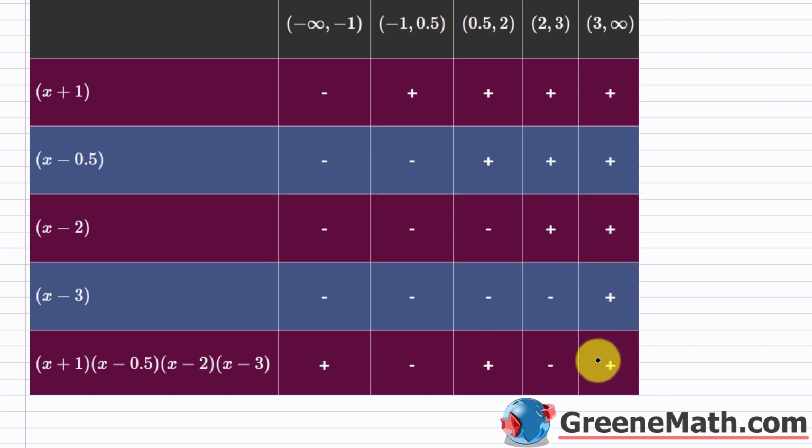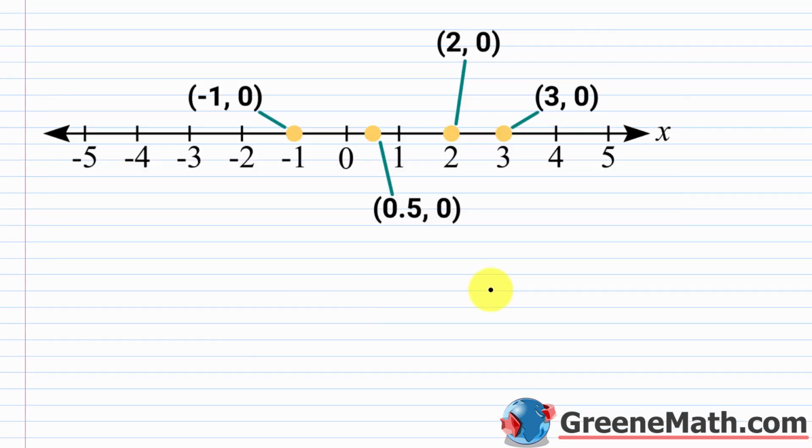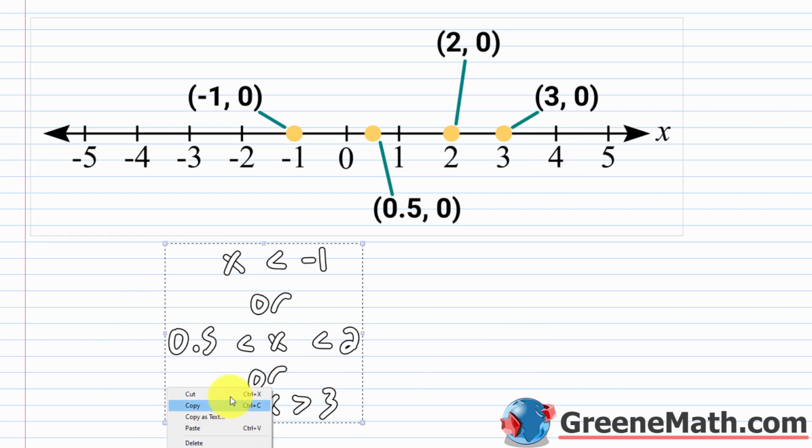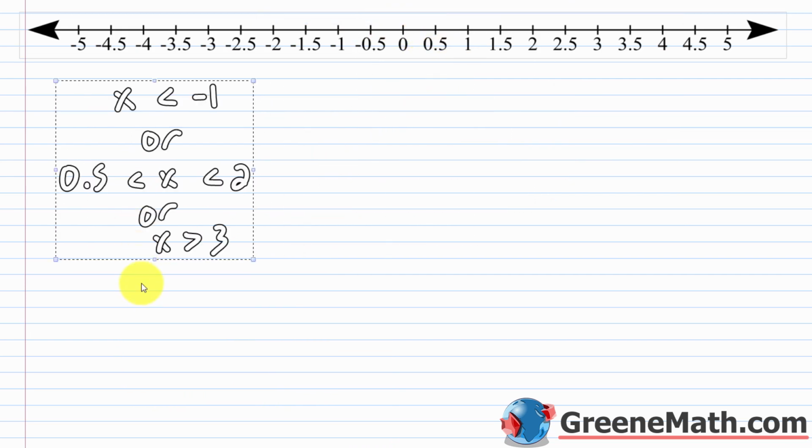So if we think about the intervals where this guy is going to be positive, it's anything that's less than -1, it's anything that's between 0.5 and 2, and then anything greater than 3. Let me come up here, a little bit easier to see. So I'm going to say that my solution is x is anything where we're less than -1. Then I'll put or. We're going to have between 0.5 and 2. So x is greater than 0.5, or again, you can use 1/2, and less than 2. And then I'll put or again. We're going to have anything where x is greater than 3. So x is greater than 3. Let me go ahead and grab this, and I'll just paste this in. So this is one way to write it.